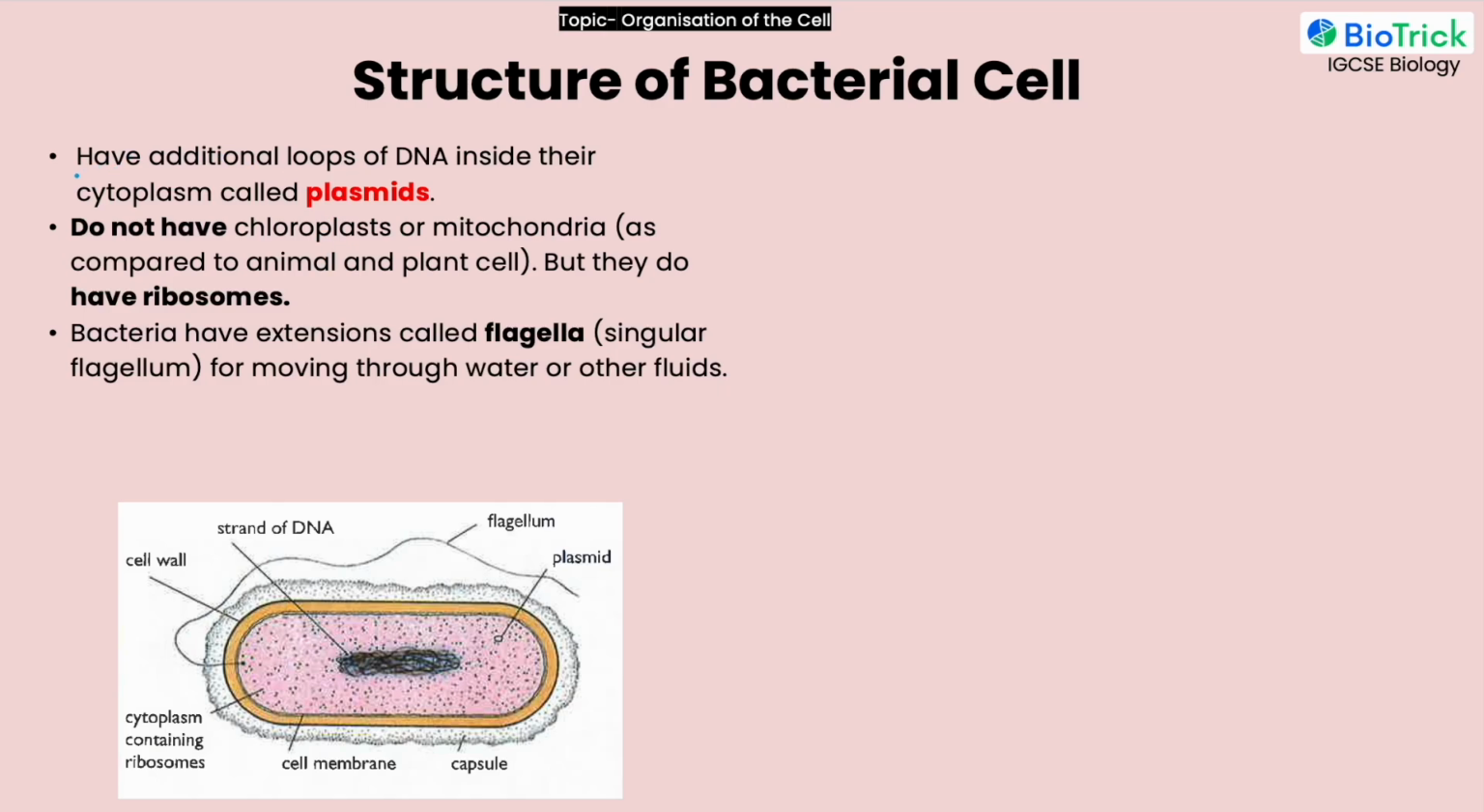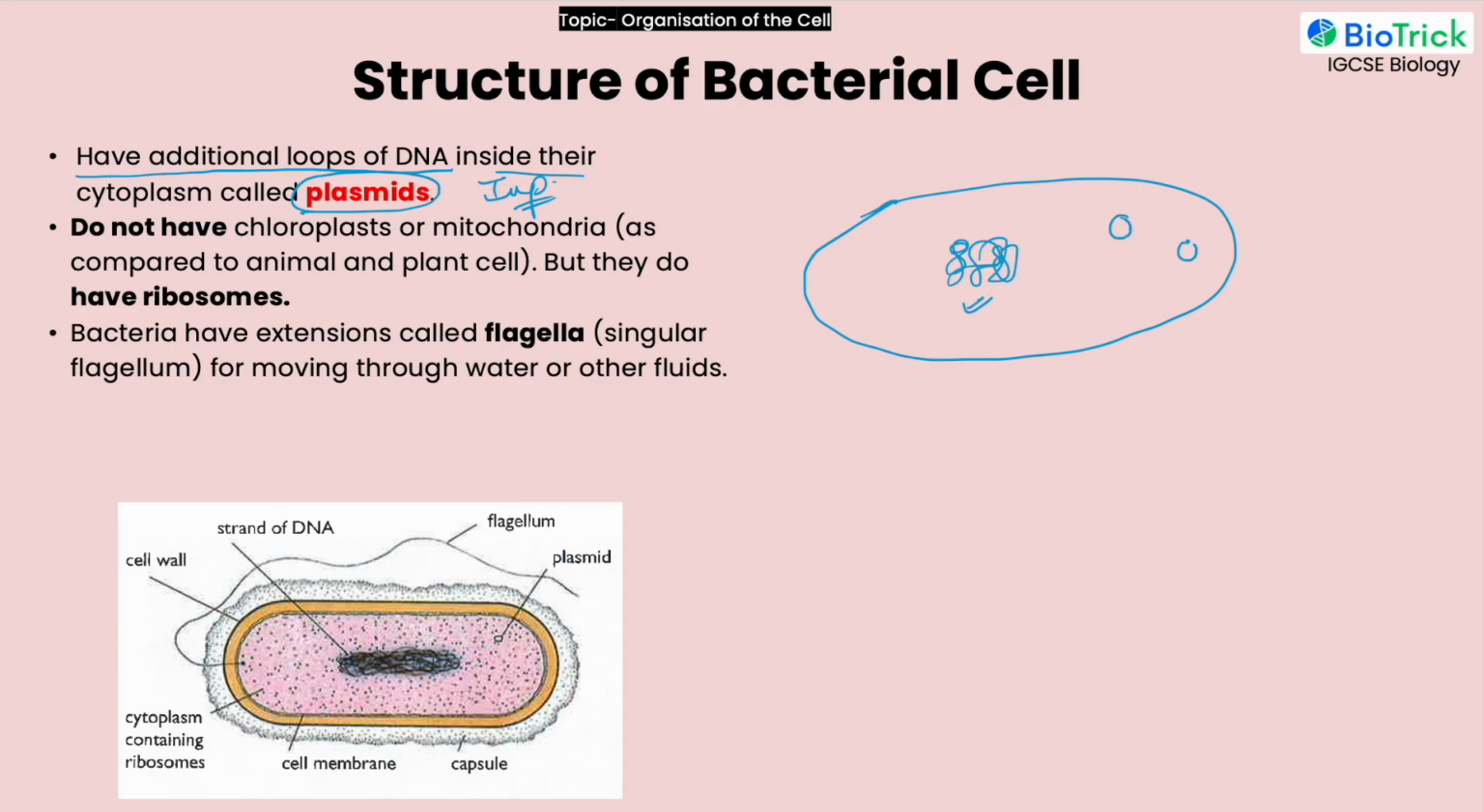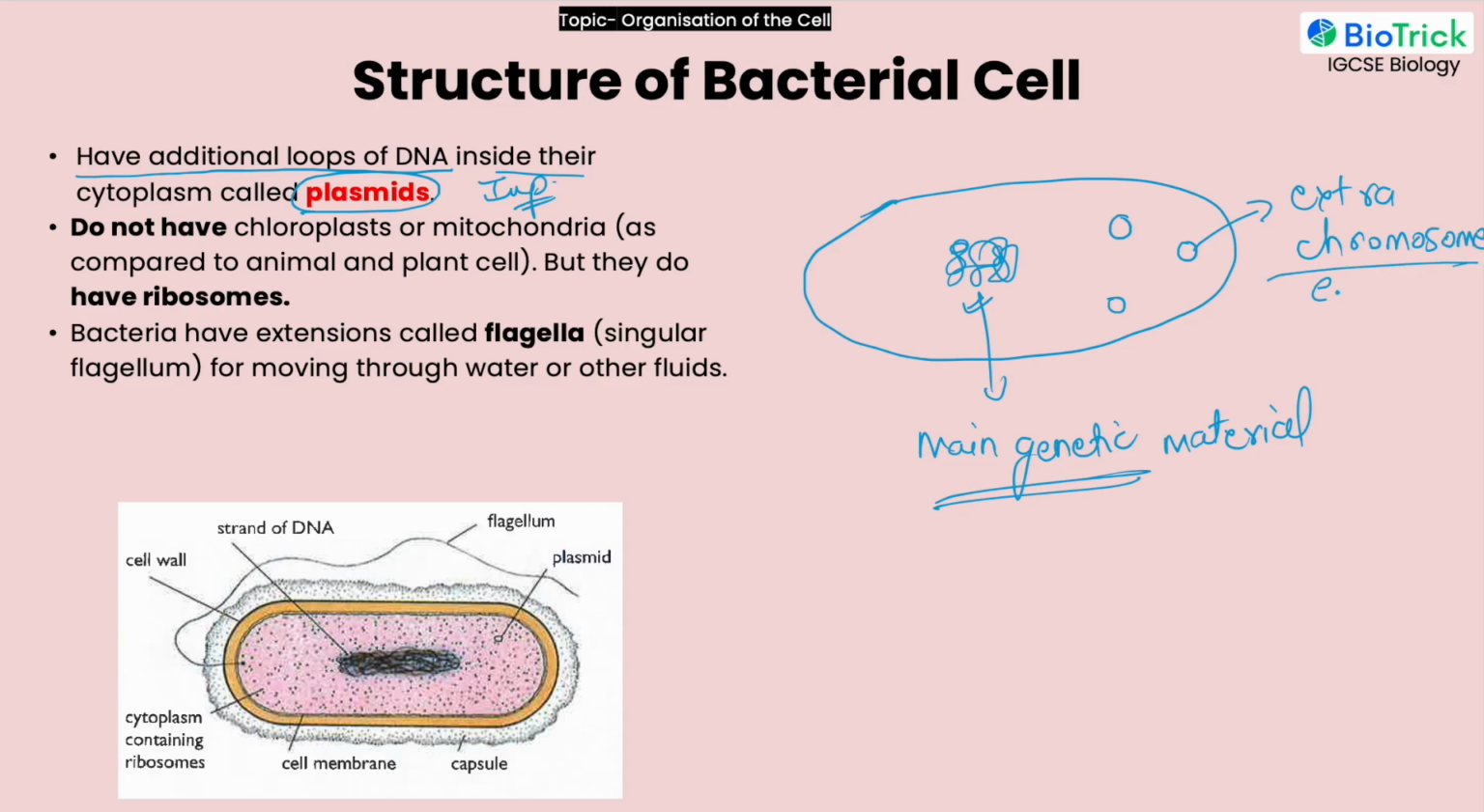The next point is that some bacteria have additional loops of DNA inside their cytoplasm called plasmids. This is an important point. Now what is it saying? Bacteria, as we just discussed, have genetic material, but some bacteria have additional DNA other than this. This is the main genetic material of the DNA. Apart from this main genetic material, some bacteria have extra chromosomes also, extra DNA. This extra DNA is called a plasmid. This plasmid is entirely different from the main genetic material.